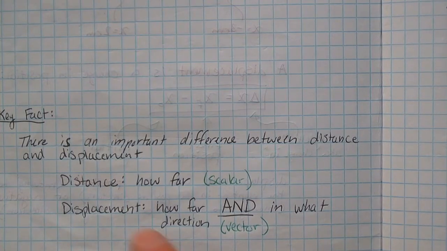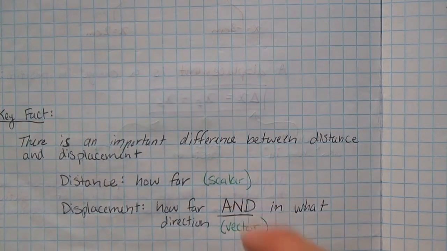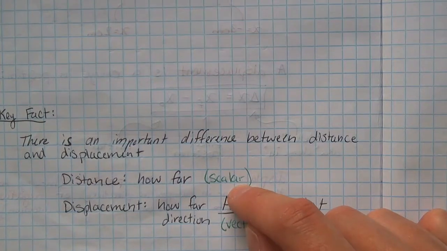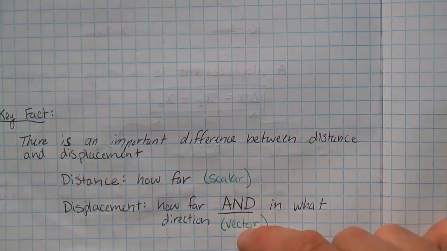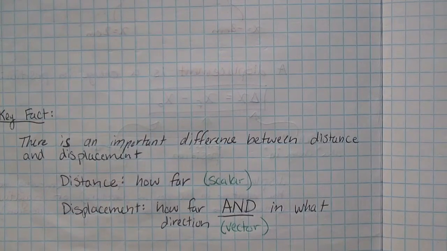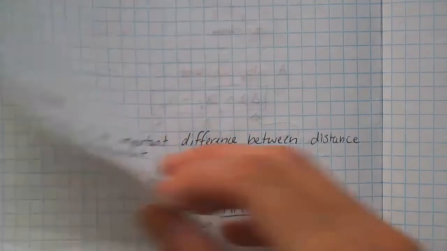So displacement is kind of how far you are from where you started, is another way to think about that. If you haven't learned about what scalars and vectors are, a scalar is just something that doesn't have a direction associated with it, and a vector does have a direction associated with it. So that's the notes for journal entry 1.